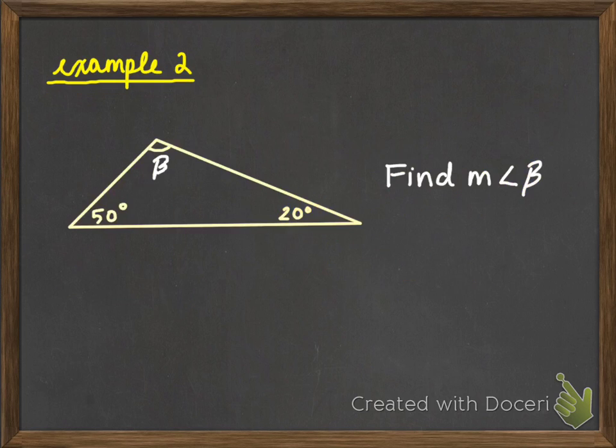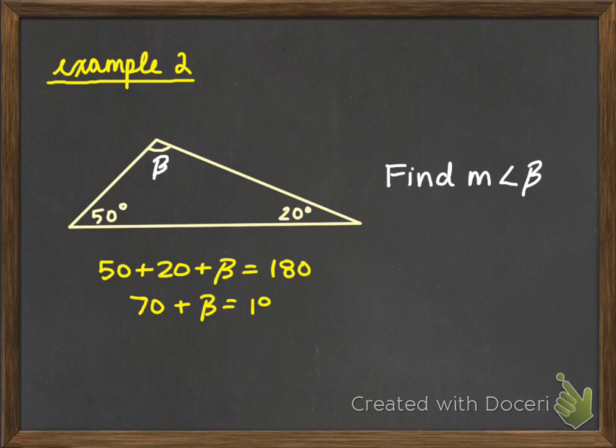So we found the measure of angle alpha using our fact. Let's do it again. For our second example, we have a triangle and we're trying to find the measure of angle beta. We're given a 50-degree angle and a 20-degree angle. So to find the measure of angle beta, we can use our fact that says that 50 plus 20 plus beta should equal 180 degrees. So if we simplify again, we're going to get 70 plus beta equals 180. And subtracting 70 from both sides, we'll get beta is equal to 110 degrees.